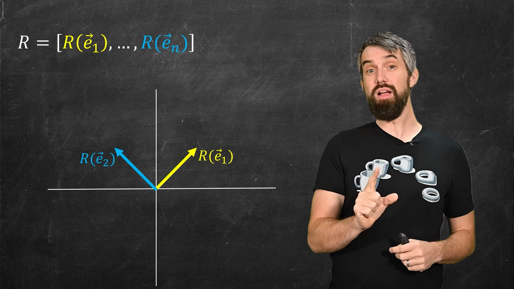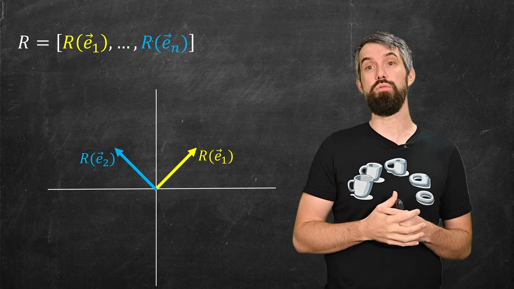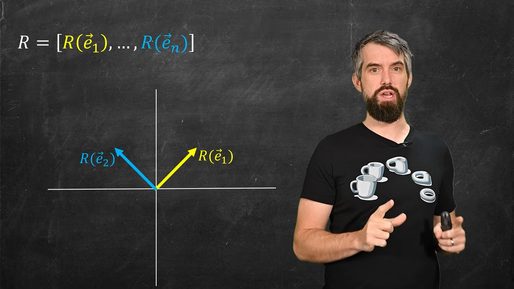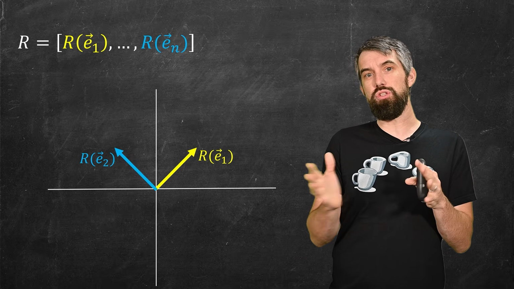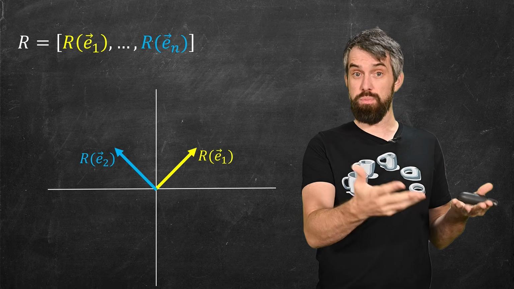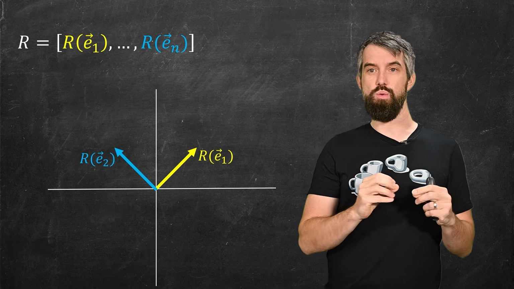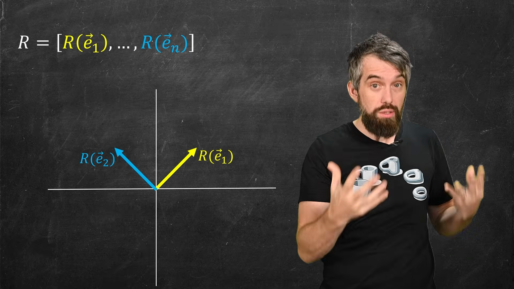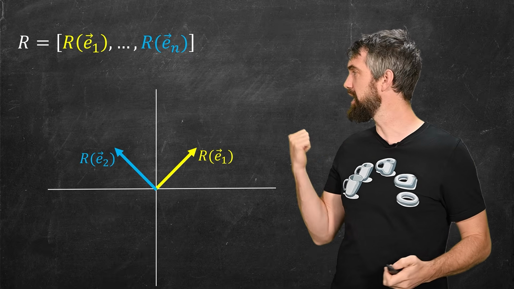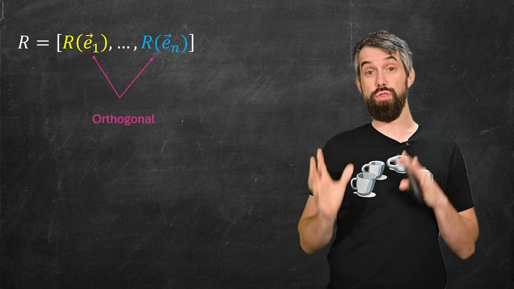But now I want to talk about the properties of this matrix R, like what kind of things we know are true in general. The first thing to note is that E1 and E2 started orthogonal, 90 degrees between them. But because rotations preserve angles, that was one of our defining properties, R of E1 and R of E2 are also 90 degrees apart. Which is to say that in this matrix, every single one of those columns is orthogonal.